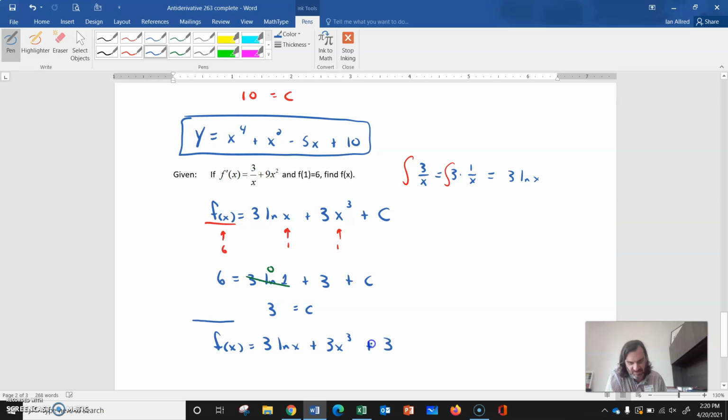Lots of 3's there. I wasn't expecting that many 3's. Okay. So not a hard job if you can find the antiderivative of something.